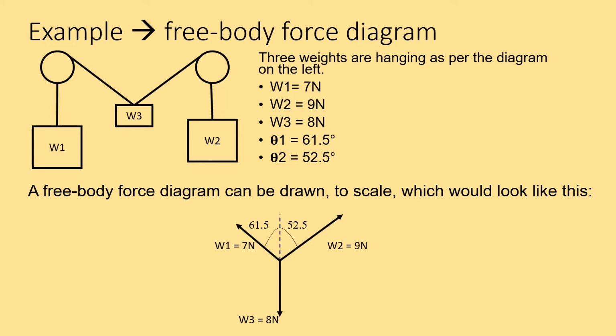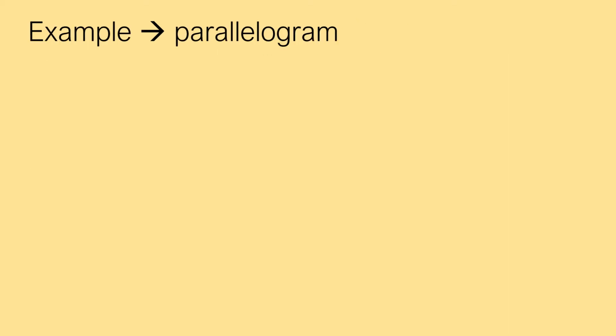You'd typically draw a line representing your 8 newtons towards the ground. You would then draw 61.5 degrees from the normal. You would draw 7 centimeters representing 1 newton per centimeter, and then you draw 9 centimeters on the other side. And that's what the free body force diagram drawn to scale would look like.